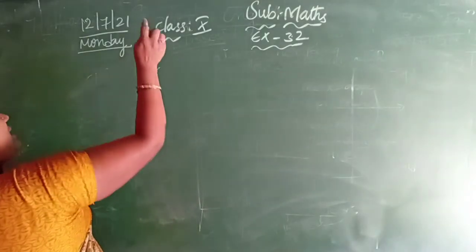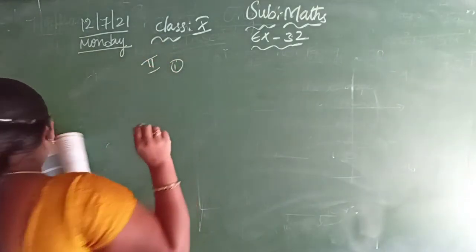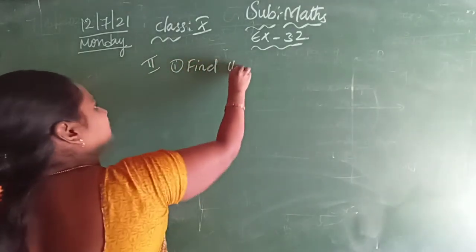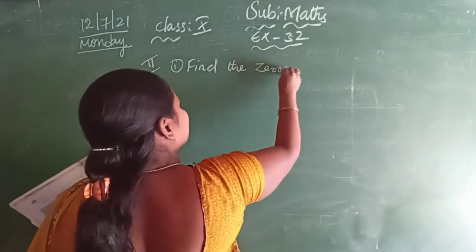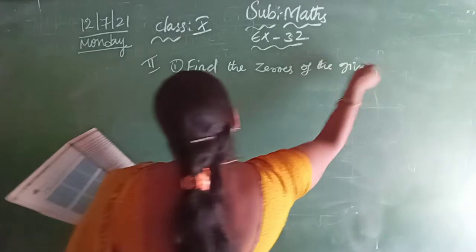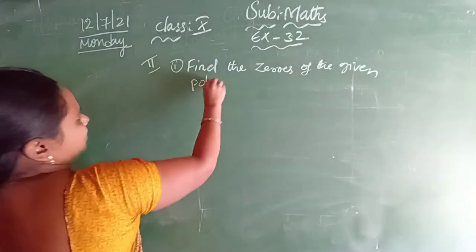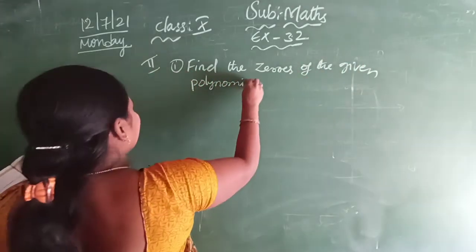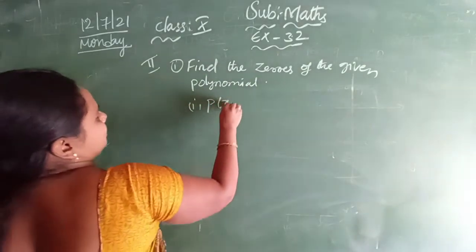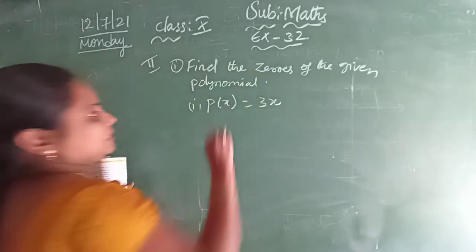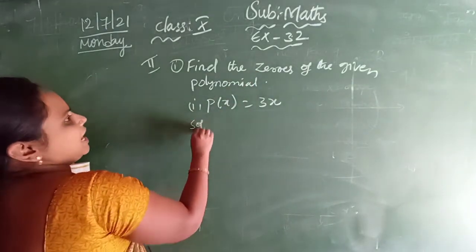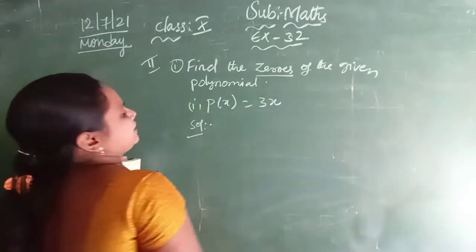So, second bit. First problem: find the zeros of the given polynomial. So how will we find the zeros? First one, what do we have here? P of x is equal to 3x. How will we find the zero here? See, we have to find the zeros.